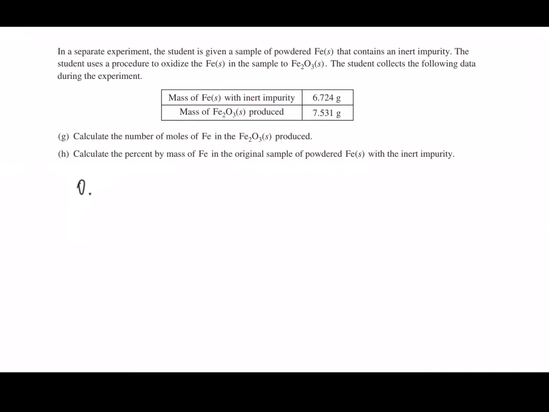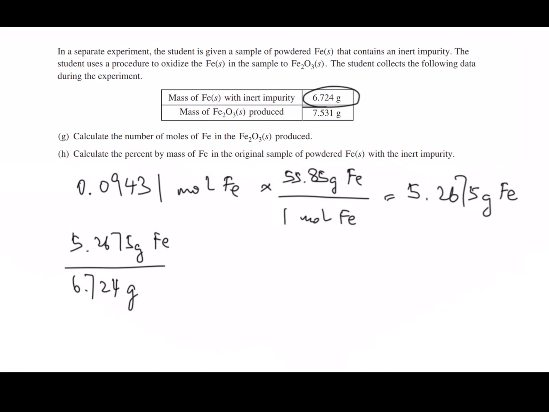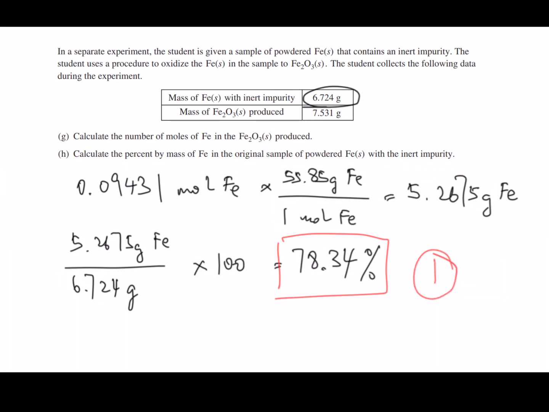We need to use our previous question's answer, the number of moles of Fe, multiplied by the atomic mass of Fe, to get the amount of Fe produced. And then we divide the amount of Fe produced by the mass of Fe with impurity, and multiply by 100% to get the percent by mass of Fe in the original sample, which is 78.34%. And you will receive 1 point for the correct percentage.